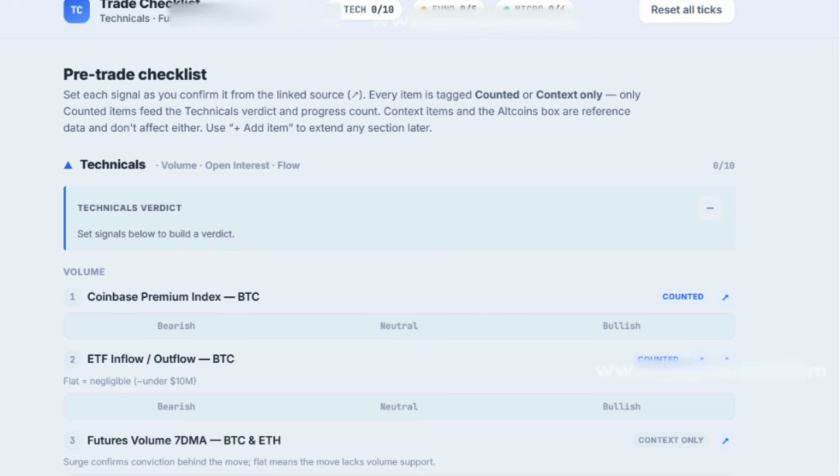The first one you can see in the trading checklist is the Coinbase premium. The second one is ETF inflow outflow, then futures volume 7-day moving average. Now, why I'm using Coinbase premium and ETF inflow outflow is because these two indicators are used by US institutions, and BTC as a whole after 2024 has been manipulated by US institutions and Trump. So this whole BTC volume has been controlled by the US institutions.